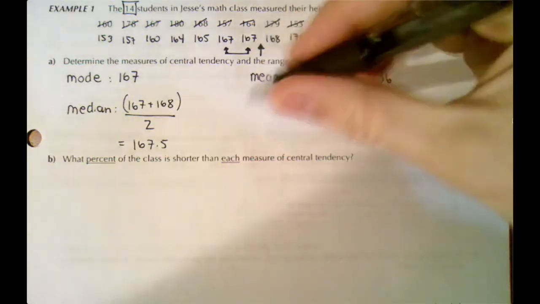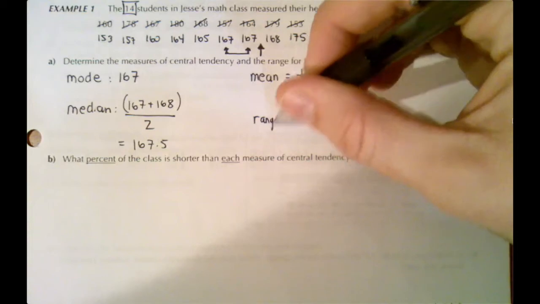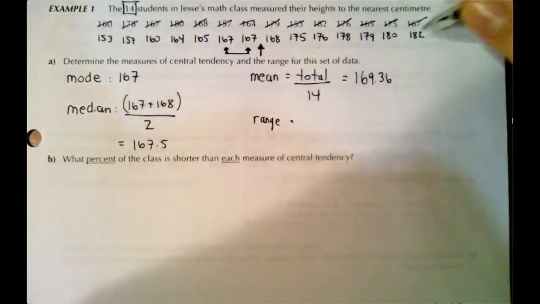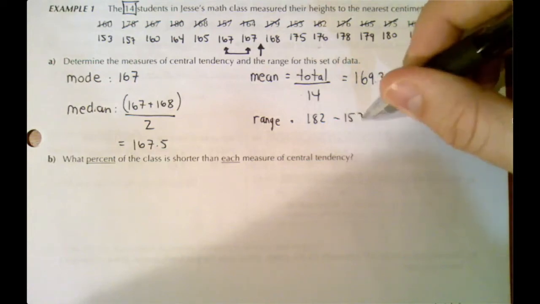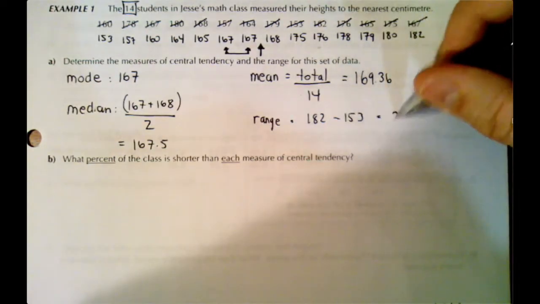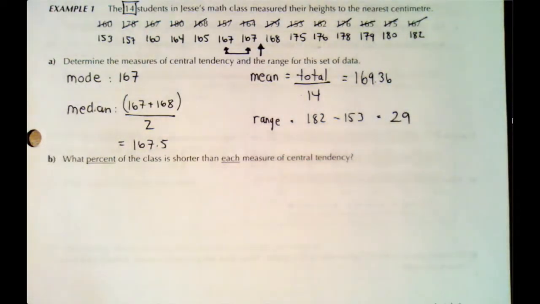And our last one's the range. To find the range, we're going to take the biggest number, 182, and we're going to subtract the smallest number, 153. And if we do that, we get 29. So those are the measures of central tendency.